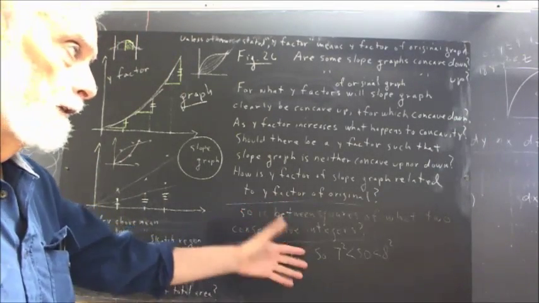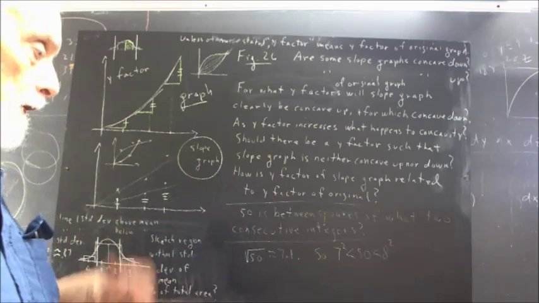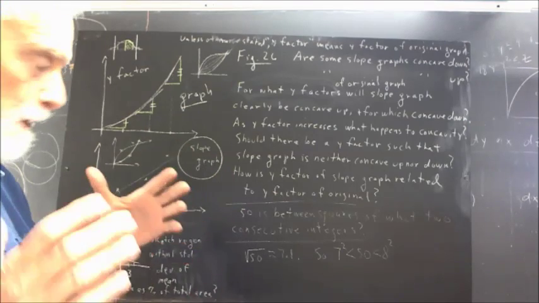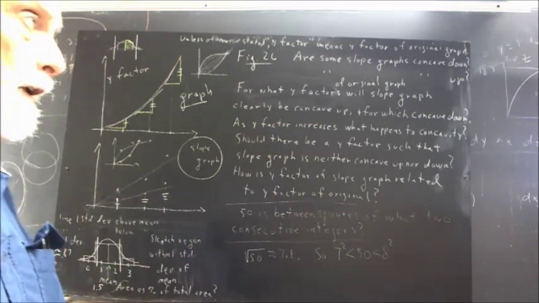That idea will serve you well if you're asked to find the two consecutive integers whose squares bracket a given large number.